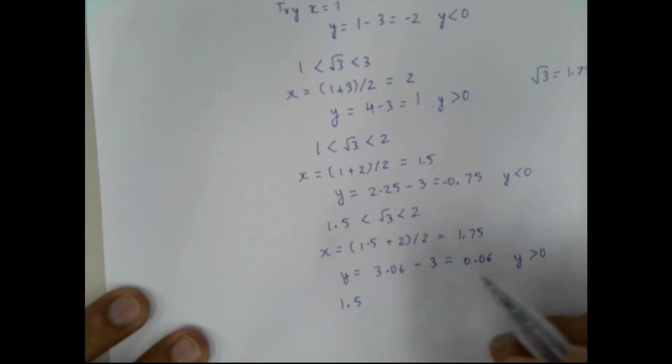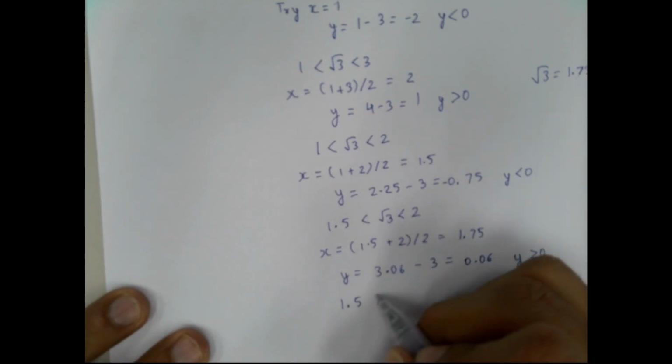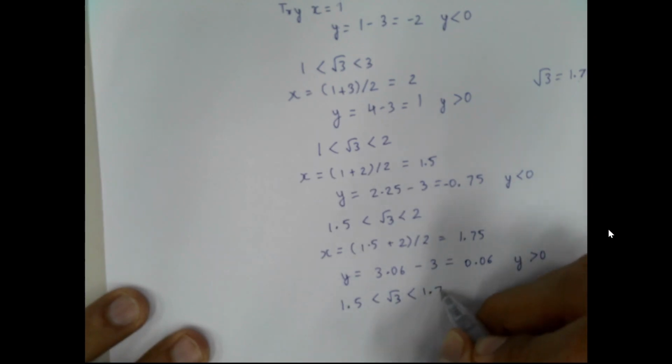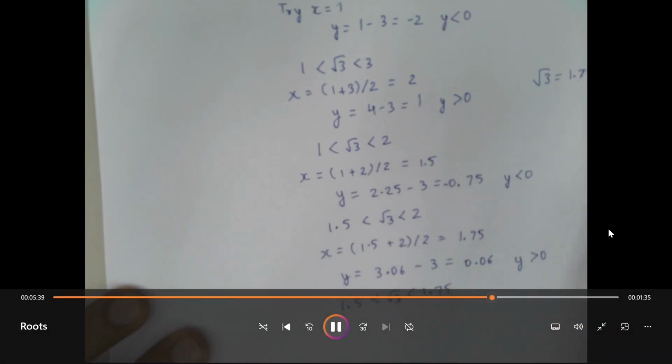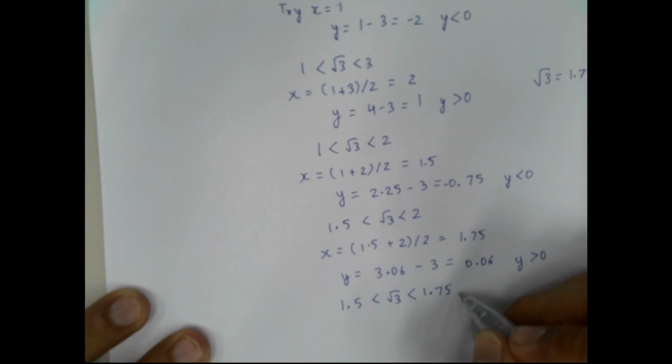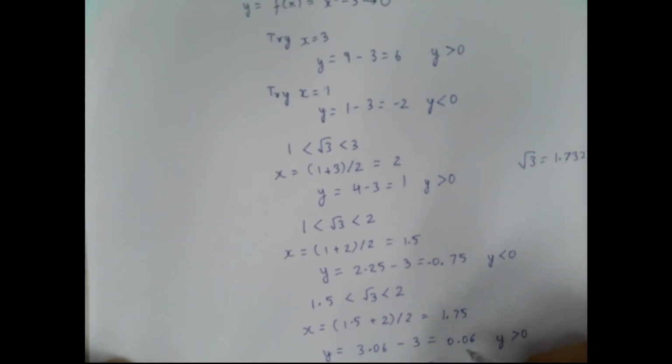We can say that the value of this is between 1.5 and somewhere around 1.75. Now we can go ahead and solve this. The more we solve, the more significant figures we will get. So this is how we do the calculation.